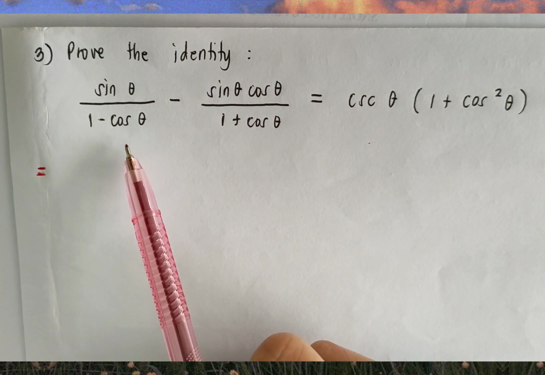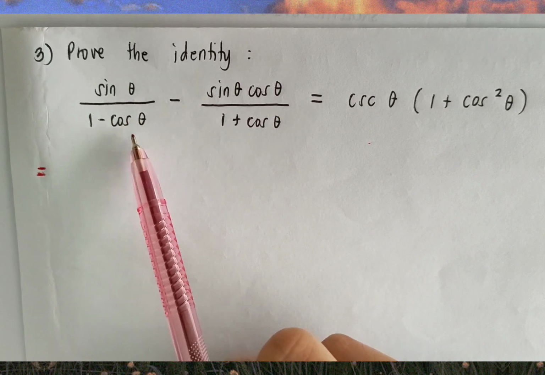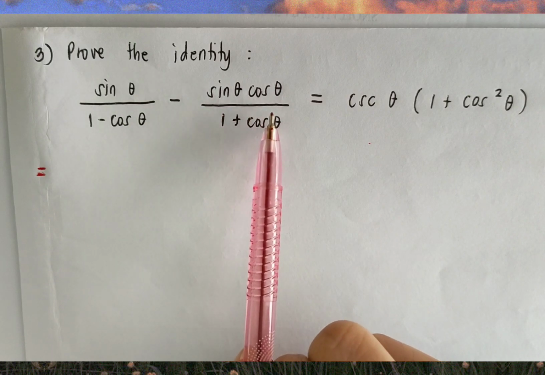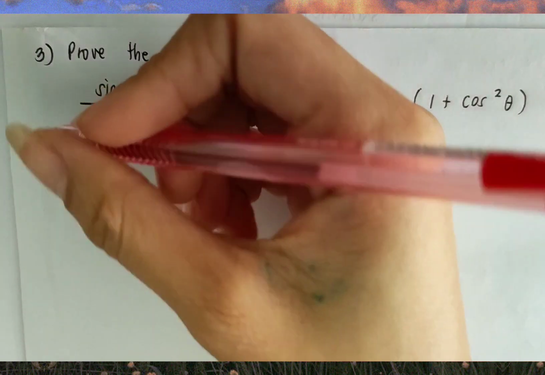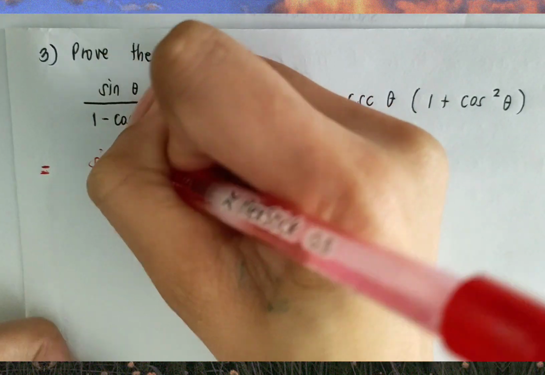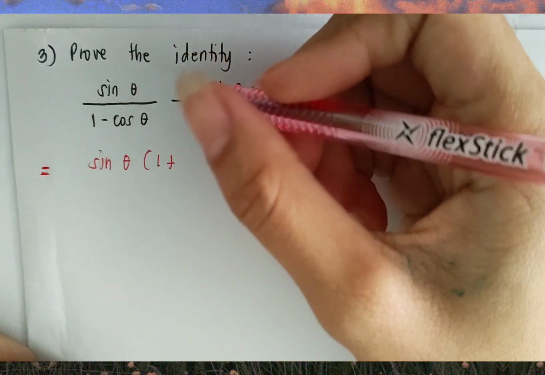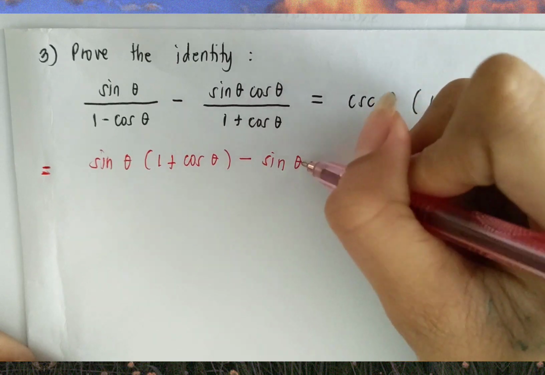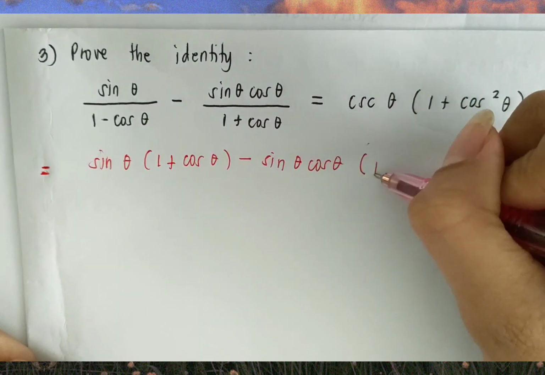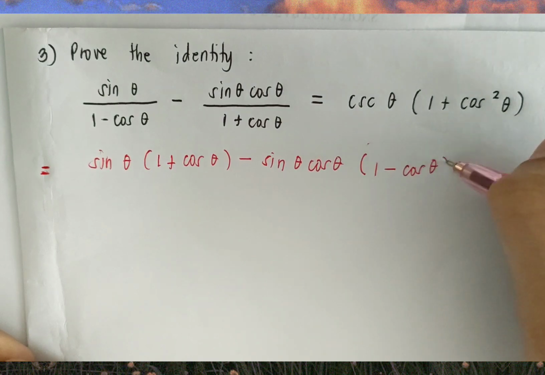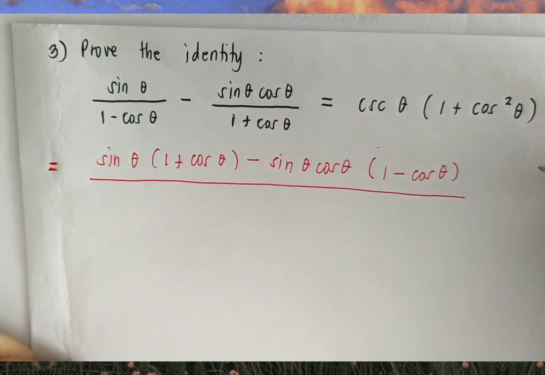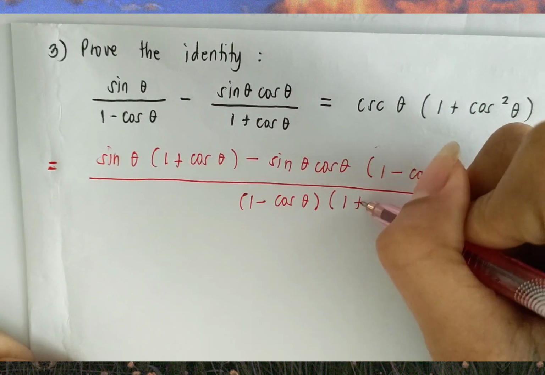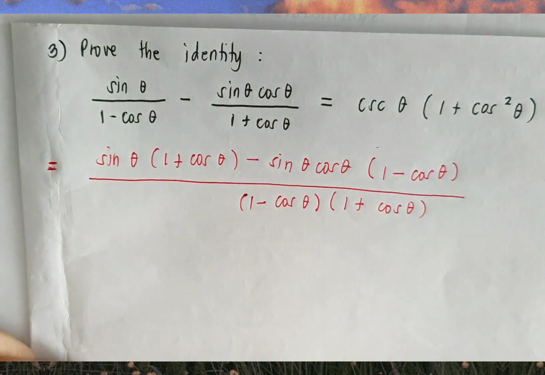Sine theta all over 1 minus cosine theta minus sine theta cosine theta all over 1 plus cosine theta is also equivalent with sine theta times 1 plus cosine theta minus your sine theta cosine theta times 1 minus cosine theta. That is our numerator, all over 1 minus cosine theta times 1 plus cosine theta. Okay?